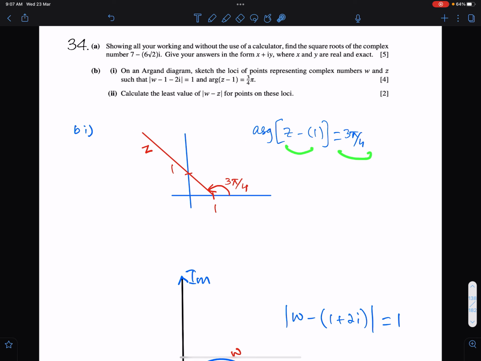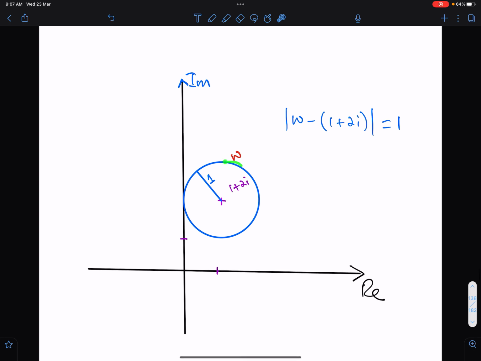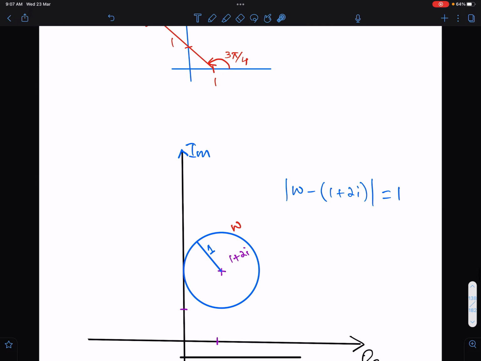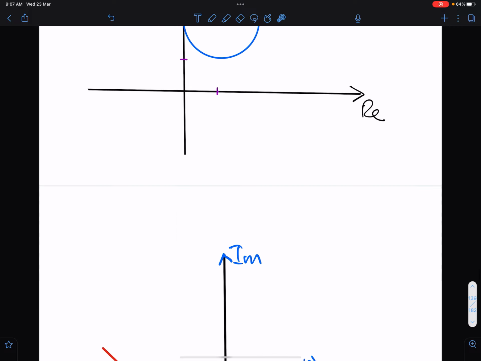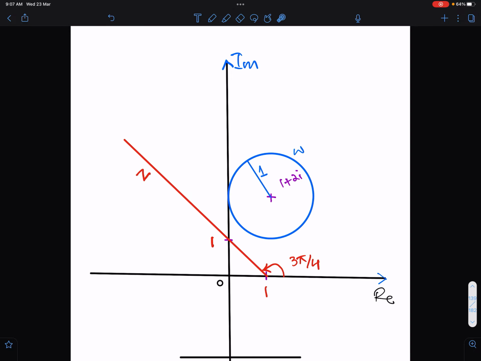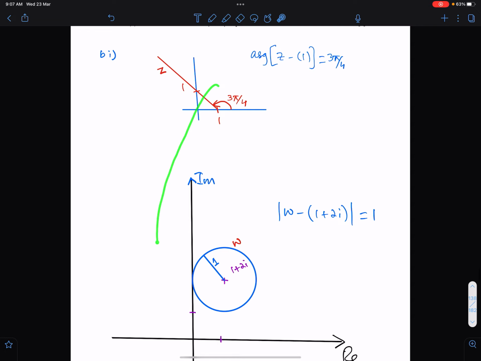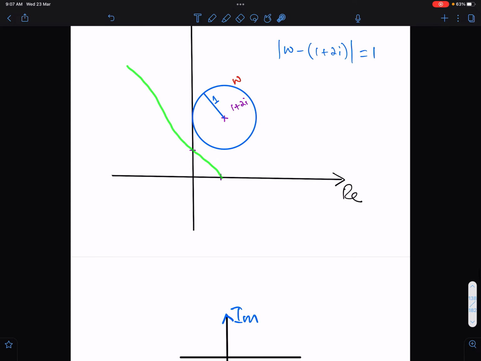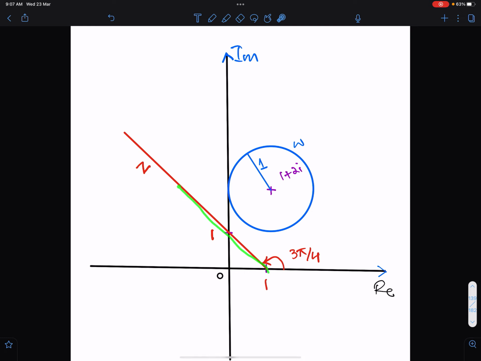Z minus 1, 3 pi by 4, this is here, and the locus of w is circle. This is just for your conceptual clarity. You have to sketch the final diagram, this one. So when you will combine these two, this line will come here. This is here. So this is the answer of part 1, B part 1.